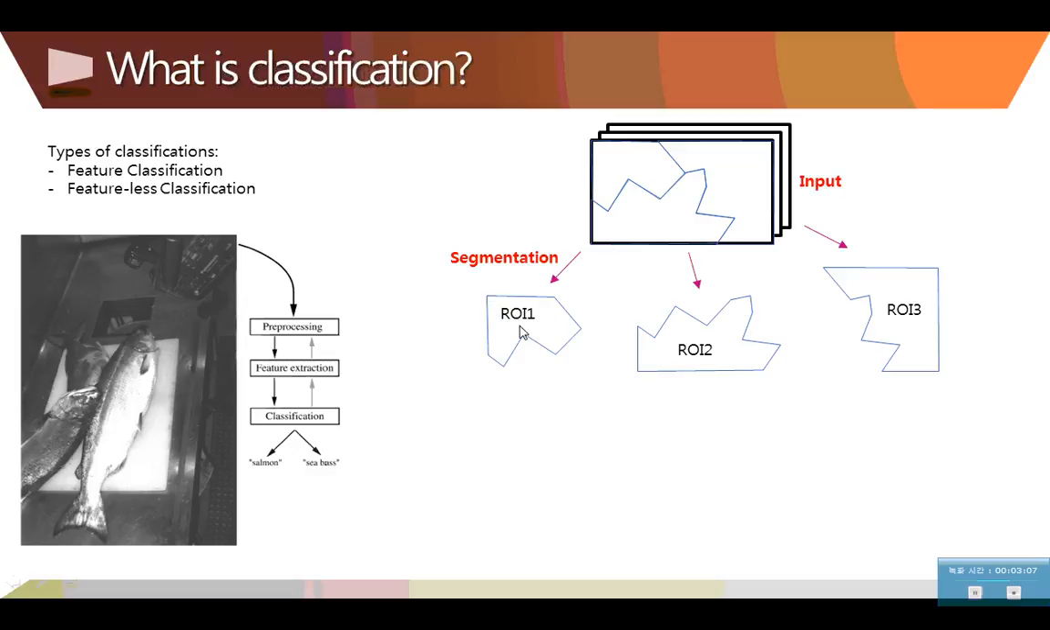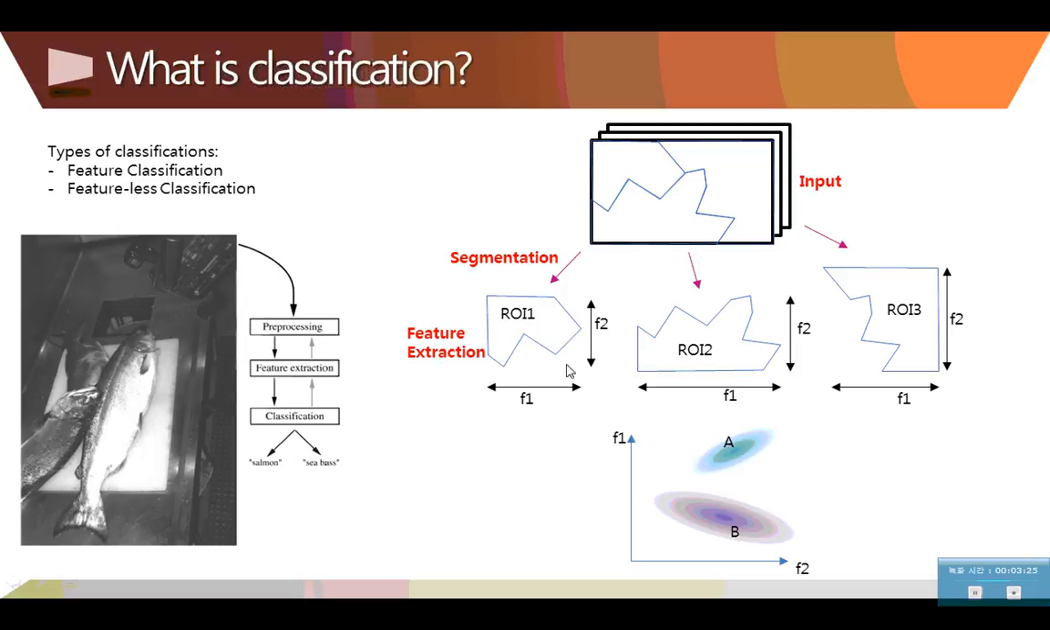Once we have this ROI, or region of interest, we can start to measure them by extracting something we call features. For example, the length of this fish, the weight of this fish, the width, the color. And based on these features, we can start to classify whether it is a salmon fish or a sea bass fish. This is basically by putting this measurement into what we call a feature space. So let's say I measure the height and width and then put this measurement on this space.